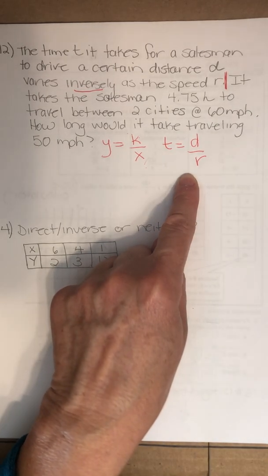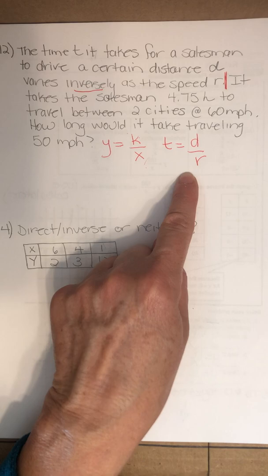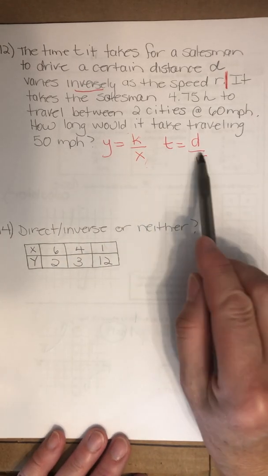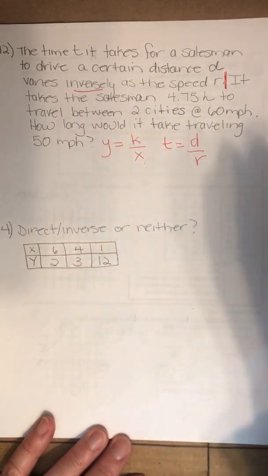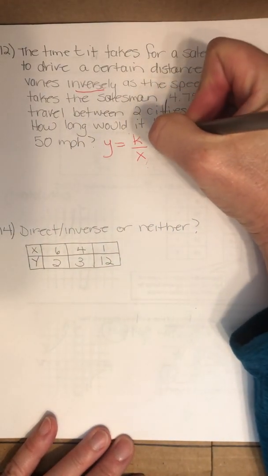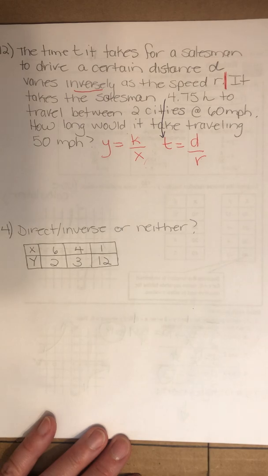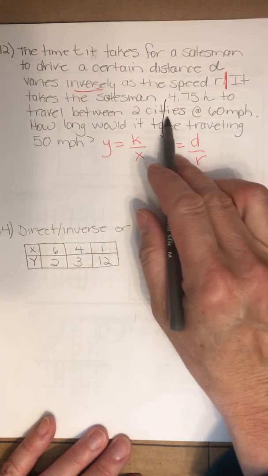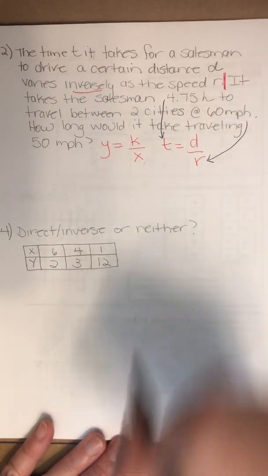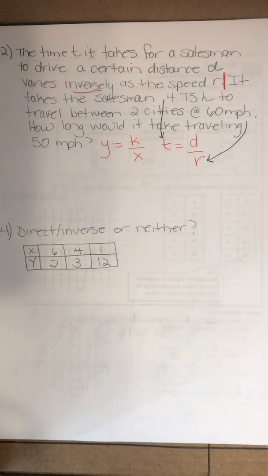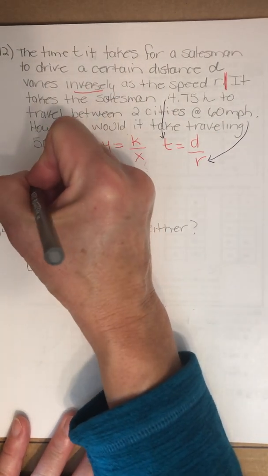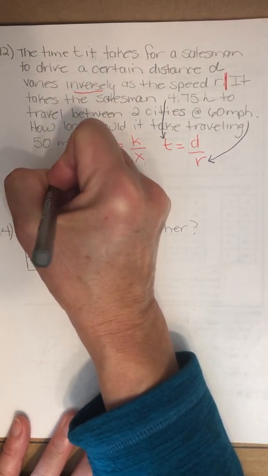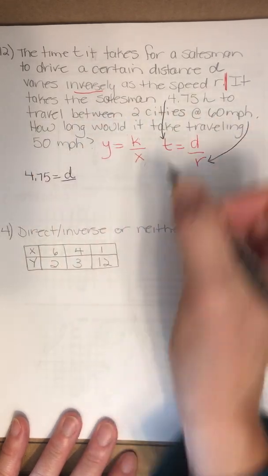Okay, now in a different color, they're going to have us fill in the t and the r, and we're going to find the d. Okay, it takes the salesman 4.75 hours, that's our time, to travel between two cities at 60 miles an hour. Notice that they gave us the t and the r, and we can find the d and update our equation. So let's see, t is 4.75, d and r is 60.